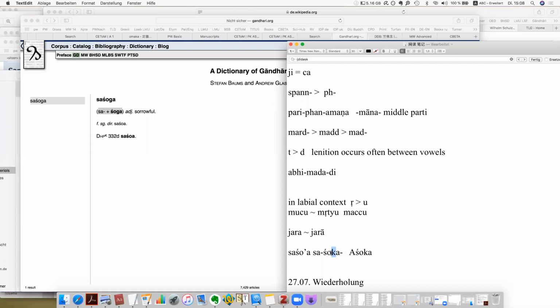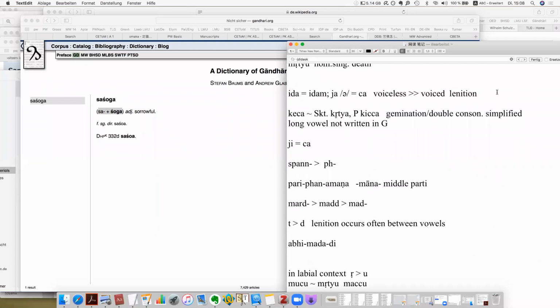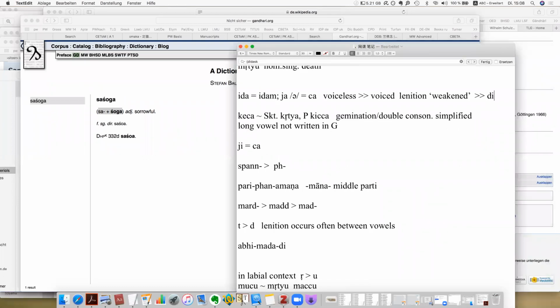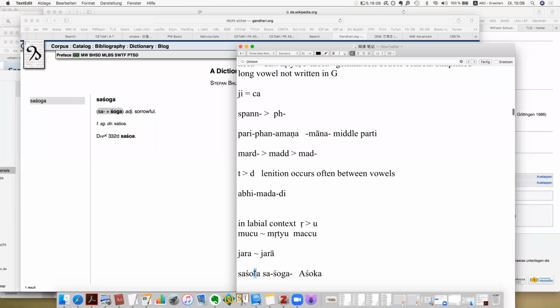And again, this k first becomes a g, and this g disappears between vowels. It is weakened. So lenition actually means weakened. So voiceless to voiced, it is weakened, and it can be further weakened. And be further weakened, it is disappeared. So further weakened, you have 0, nothing. So then we have here, sa shou a. So this comma means that there's no consonant.